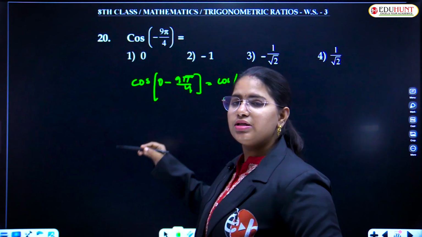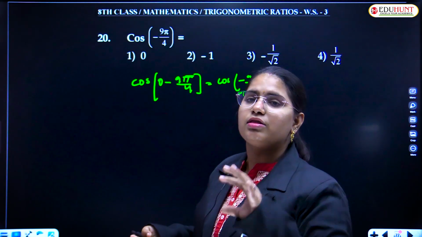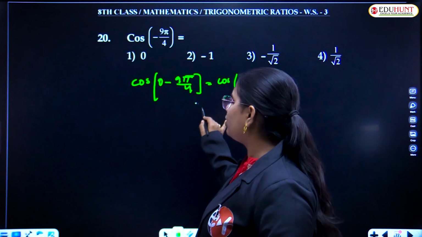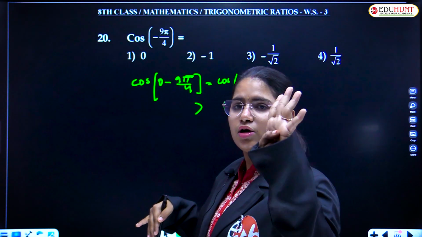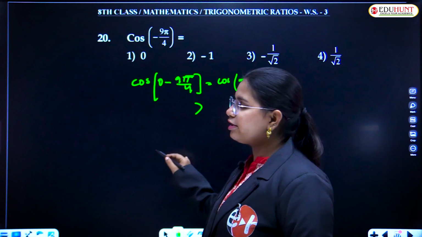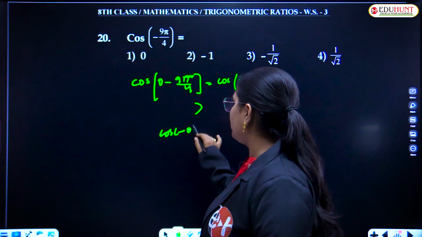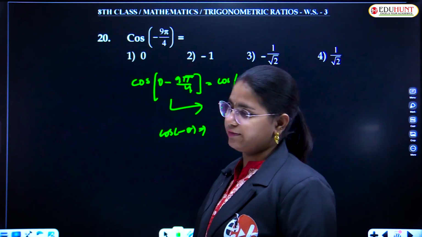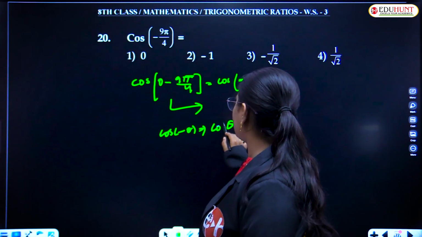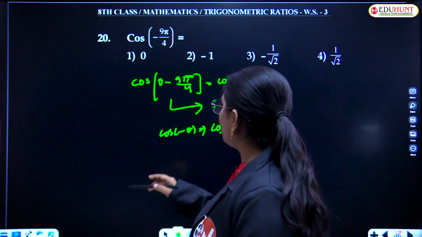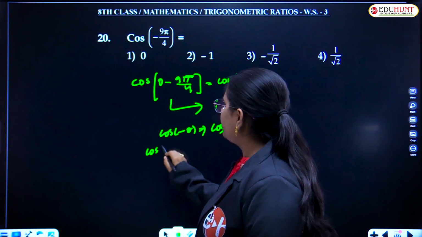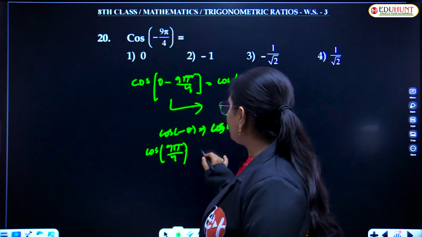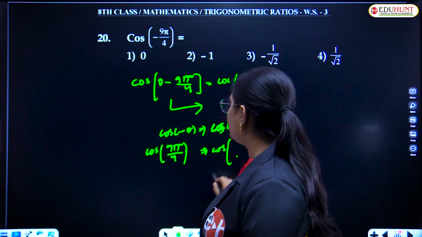0 minus something means you need to take the angles which are less than 0. In which particular quadrant will you get less than 0? Obviously the fourth quadrant. In the fourth quadrant, cos of minus theta is cos theta, and cos is positive. So cos minus 9 pi by 4 changes to cos 9 pi by 4. Correct?